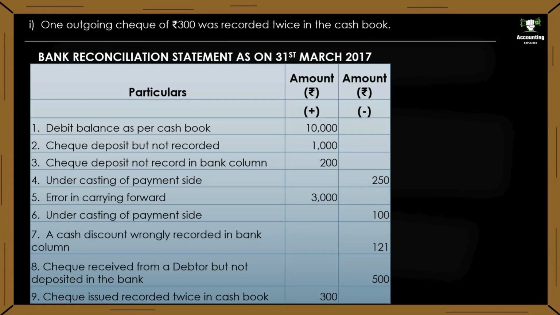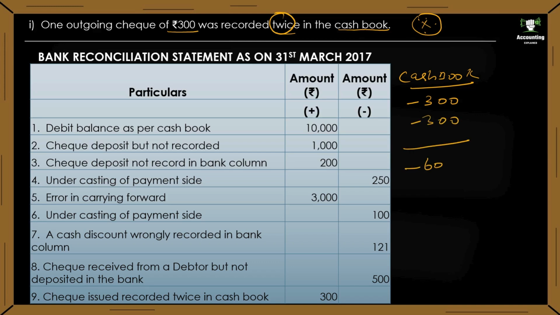One outgoing check of rupees 300 was recorded twice in the cash book. This is very important because you will definitely have this type of transaction in your exam. Okay, so when you issue a check, it is a payment, right? So that will be deducted from your cash book. So you should have deducted minus 300 once, but instead of that you have deducted twice. So totally you have deducted 600 instead of only 300.